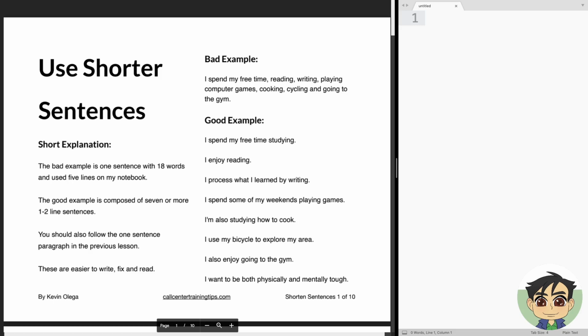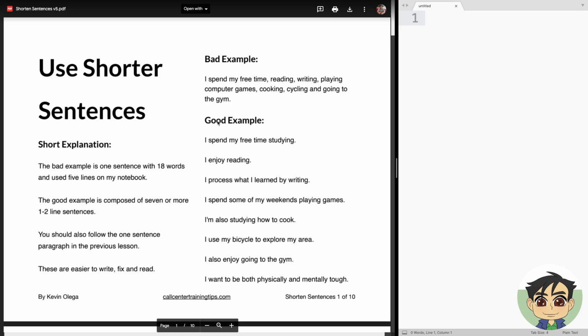So, here's the bad example. I spend my free time reading, writing, playing computer games, cooking, cycling, and going to the gym. So there's a lot of ideas crammed into one sentence. But you'll notice this is just one sentence, one capital letter, one period. If you put all your ideas in one sentence, it's going to be difficult.